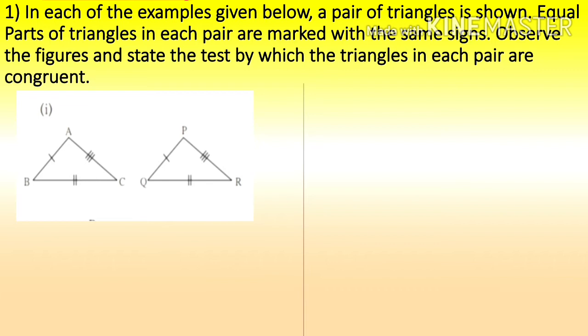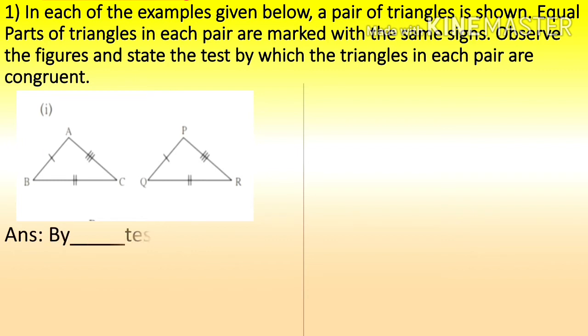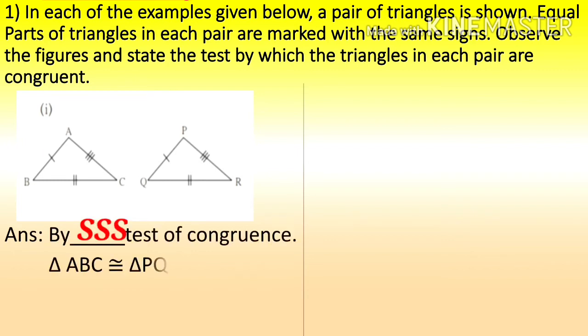Here you can see the pairs are marked with the same sign. AB is congruent to PQ, segment BC is congruent to segment QR, segment AC is congruent to segment PR. Means all the three sides are congruent. So by which test is it congruent? By SSS test of congruence, triangle ABC is congruent to triangle PQR.